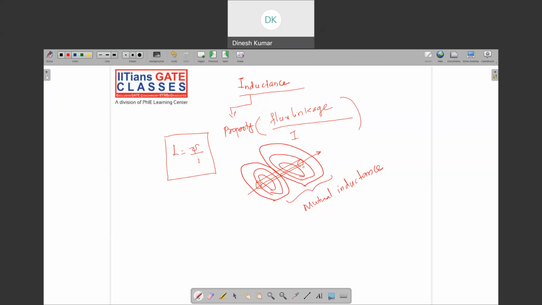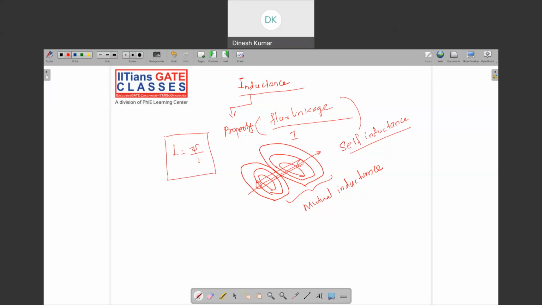So this flux, what is the total flux linkage of this one divided by the current? That is basically known as the self-inductance. So self-inductance basically means the self-flux with respect to the current flowing through the same conductor. Okay, that is basically known as self-inductance.